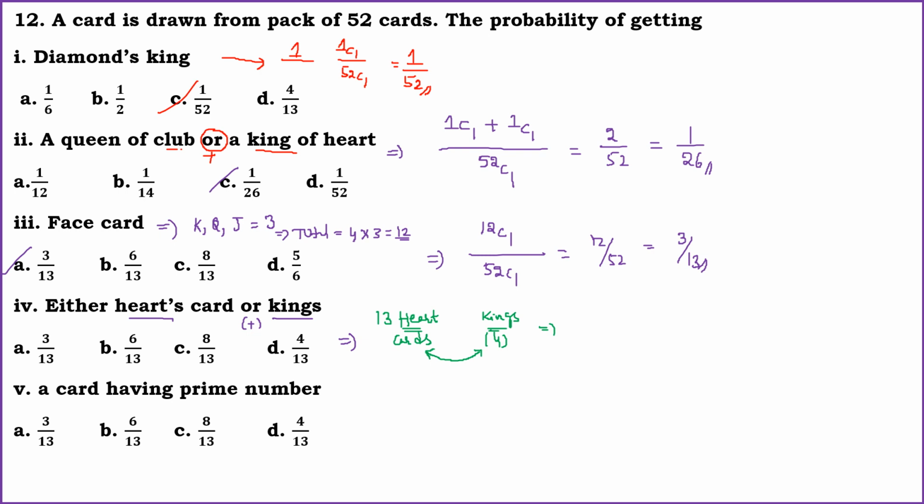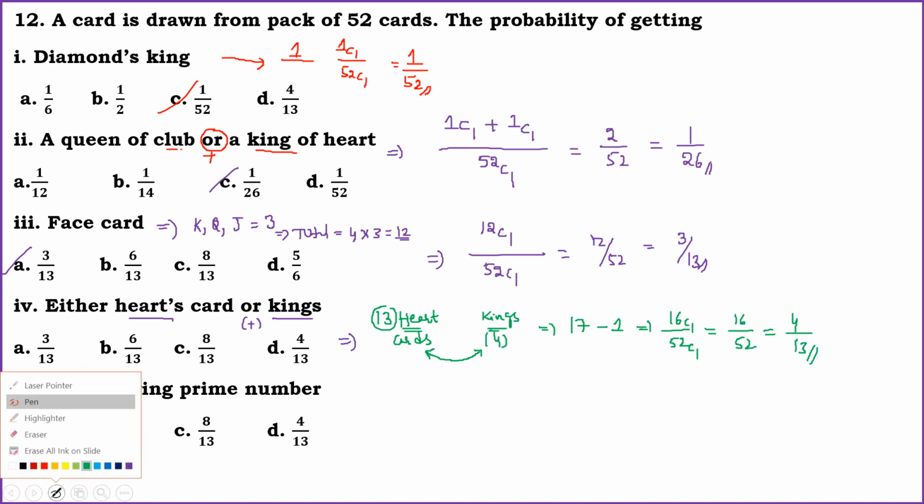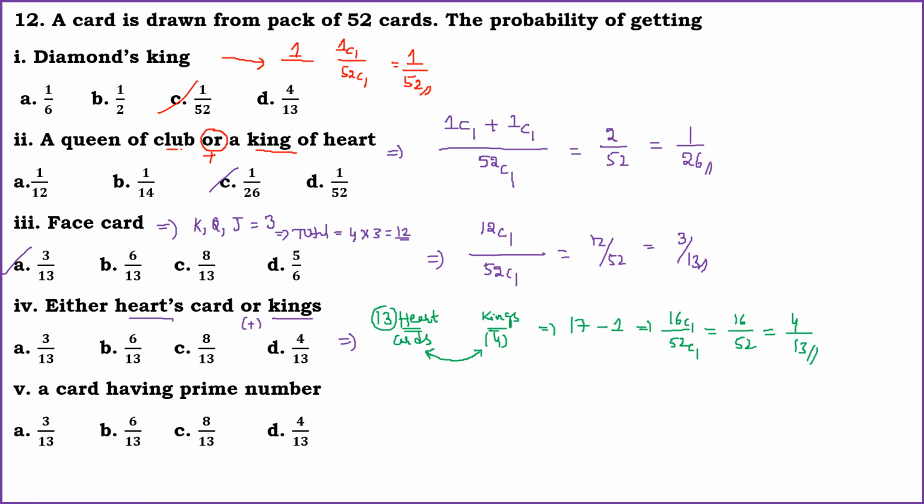Generally there should be 13 plus 4, total 17 cards. But there is one intersection card between king and heart, so eliminate that. So total 16 cards, 16 by 52. Strictly speaking, 16C1 by 52C1, that is 16 by 52, which is 4 by 13. I hope it is clear. Okay, next one.